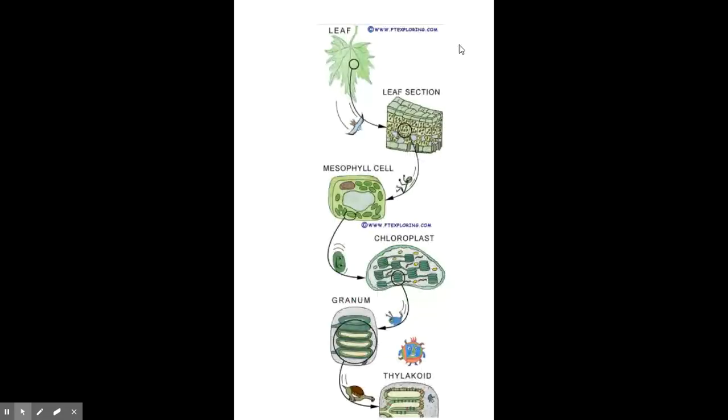Where does this happen? If we're going to look at it from the broadest sense, the leaf is an organ made up of tissues called mesophyll tissues. So if we take a cross section here, those tissues are made up of cells, plant cells, or mesophyll cells that we know have these little organelles called chloroplasts in them.